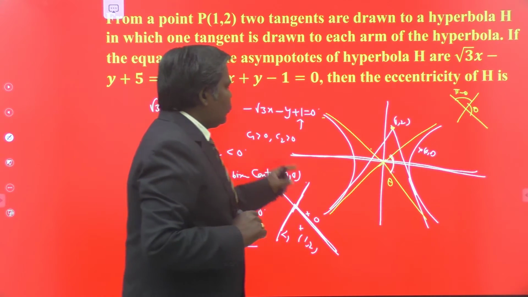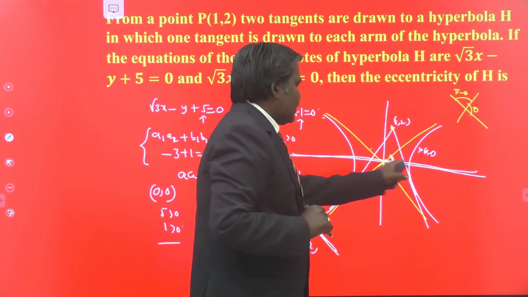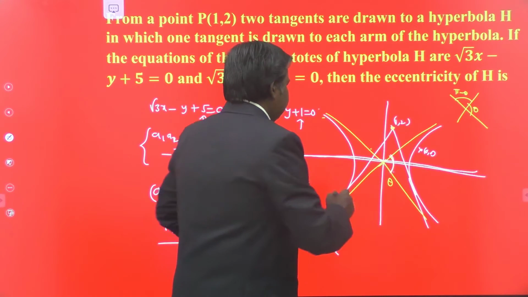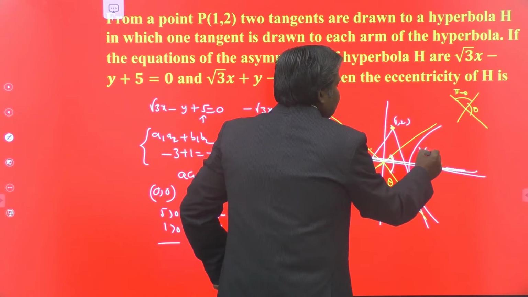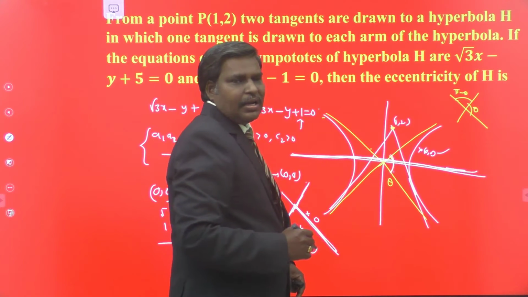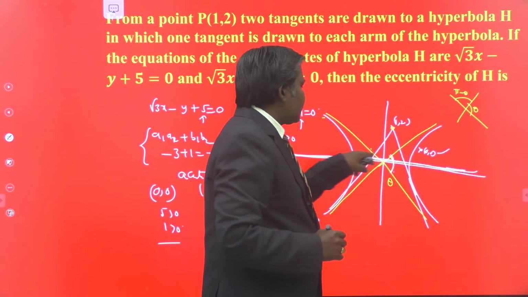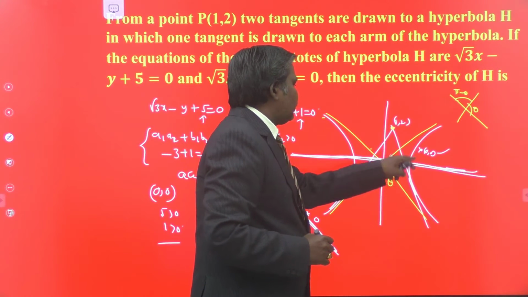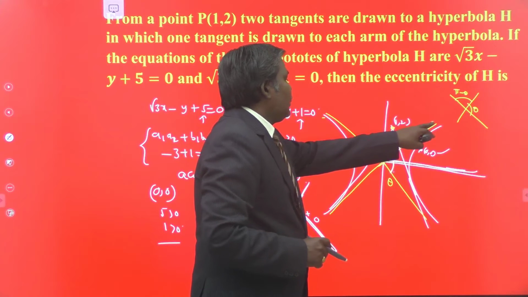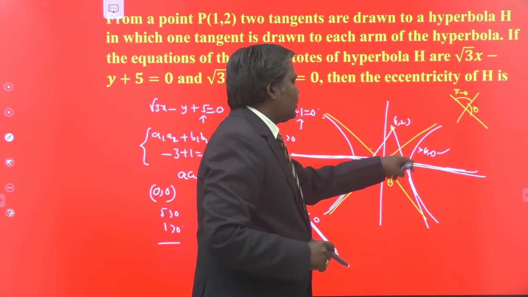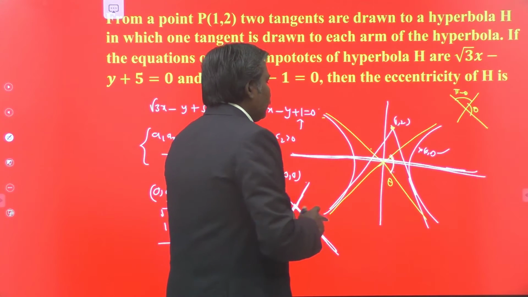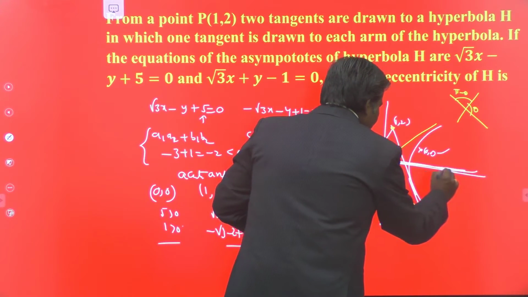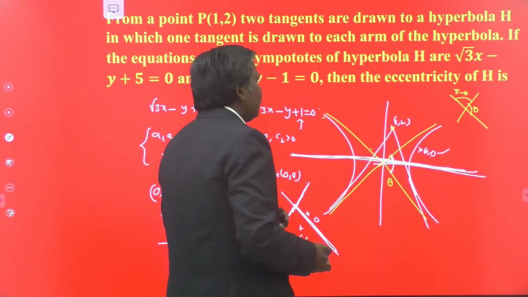Understand? So what do you think about that? Your angular bisector, this is the axis of the hyperbola, contains the origin. So the angular bisector, that is the axis of the hyperbola, passes through the region that contains the origin. So this is your bisector that contains the origin.